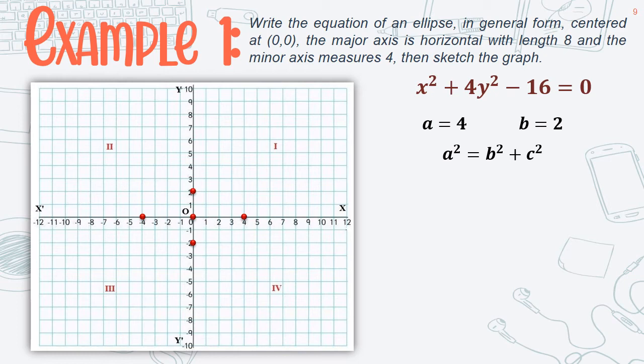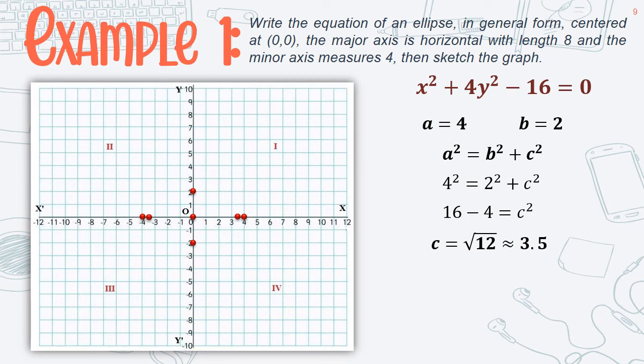So let's just plug in the values to get C, which is again the focal length. So we have 4 squared is equal to 2 squared plus C squared. That is 16 minus 4 is equal to C squared. Therefore, we have C is equal to the square root of 12, or approximately equal to 3.5. Therefore, our focal length is 3.5. So to get our foci, we count 3.5 units to the right and to the left of our center. So there we have our foci.